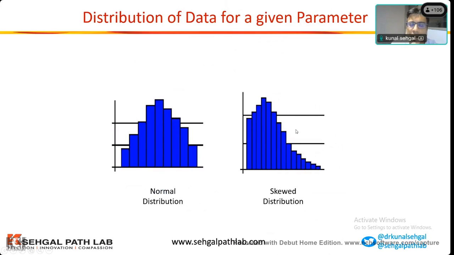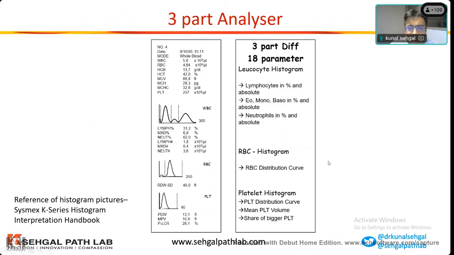Now, whenever we see a histogram, if the data in the histogram is equally distributed from the center part of the histogram, this is called normal distribution. If the majority of the parameters are on the left or the right, we call it a skewed distribution. So if it is more on the left, like in this case, we call it skewed to the left or left shifted curve. If it is more to the right, we call it right shifted curve. So this is very basics of statistics.